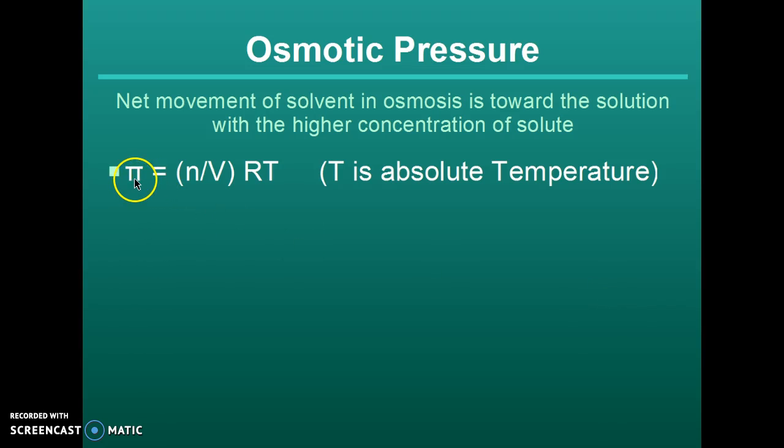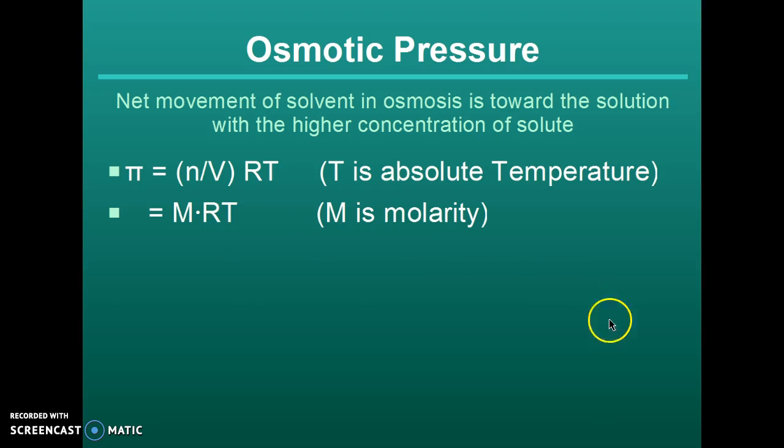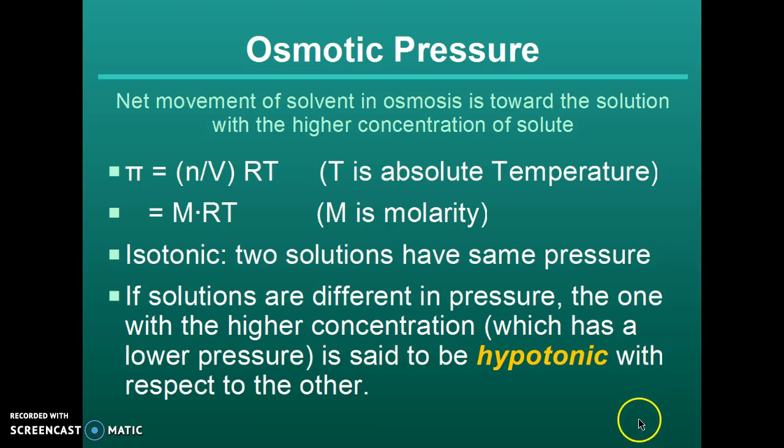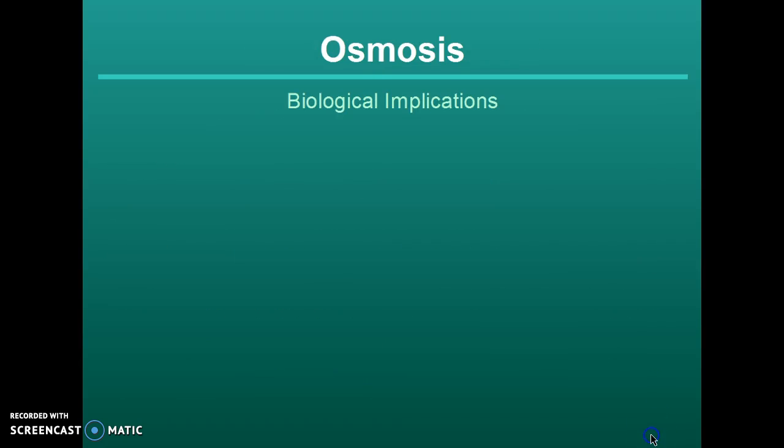Pi is the way we symbolize osmotic pressure. That's n over V times RT. So the molarity times R times T is the osmotic pressure. Two solutions are isotonic if they have the same osmotic pressure. If solutions are different in pressure, the one with a higher concentration has a lower pressure, is said to be hypotonic with respect to the other. You may see this used in a biochemistry class.